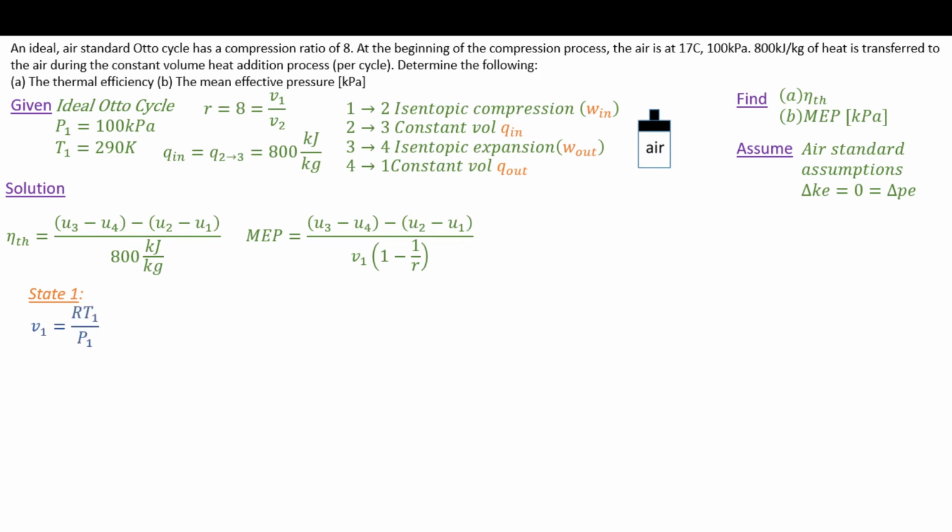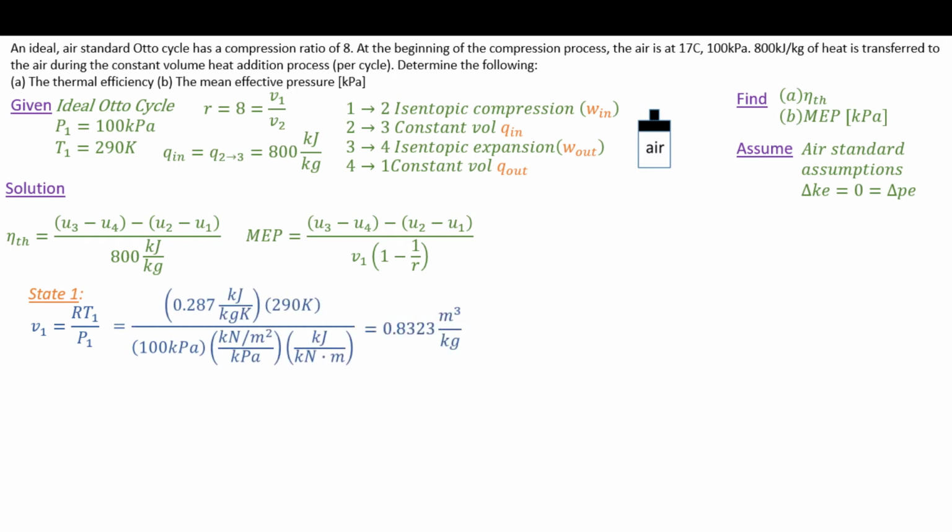So at state 1, I do need the specific volume, and I can calculate that with the ideal gas law, because part of the air standard assumptions is that we've got air as our working fluid and it behaves as an ideal gas. So if I plug in the numbers, making sure that I put the temperature in absolute temperature units, I get 0.8323 meters cubed per kilogram. Now I need to go to my ideal air tables, which is A22, to get my u value, and that internal energy value is read off at 290 Kelvin, which is on the table, no interpolation needed.